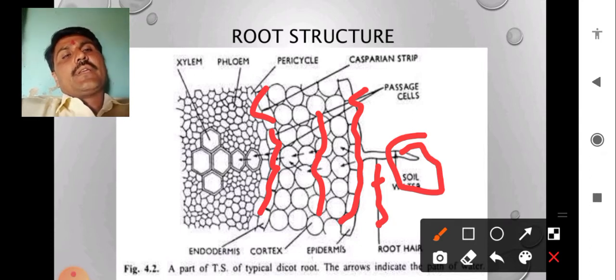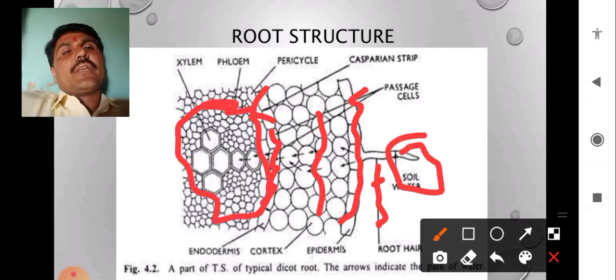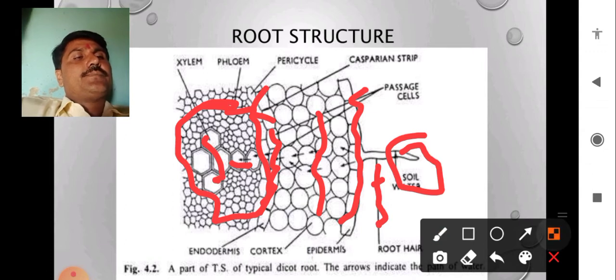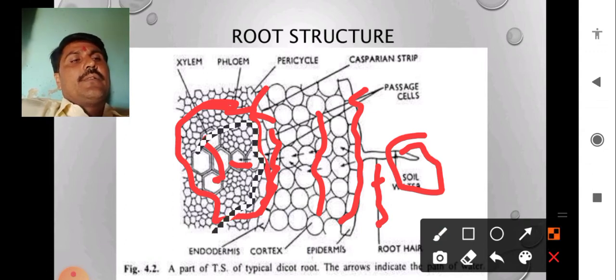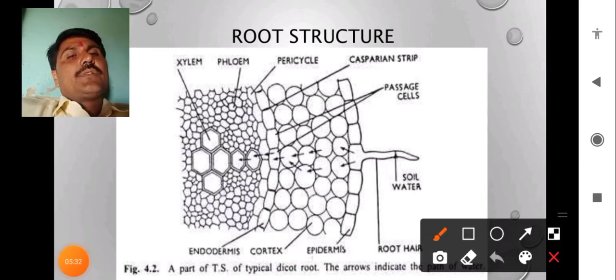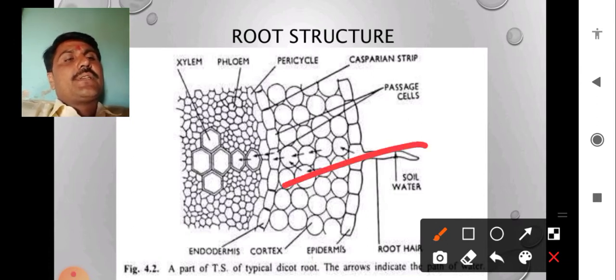What is next to the endodermis? Next to the endodermis we see the phloem. All these cells are called phloem cells, and the hexagonal cells are the xylem tissue, which is arranged here. This is the structure of the cell. So what we look at here is the water or molecules taken up from the root, and these are the passage cells which take the water throughout this passage.